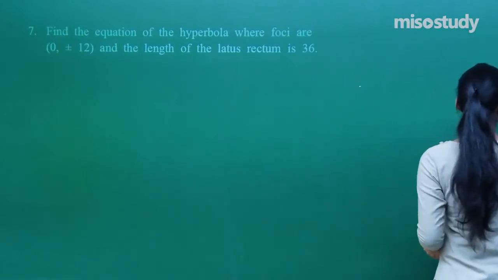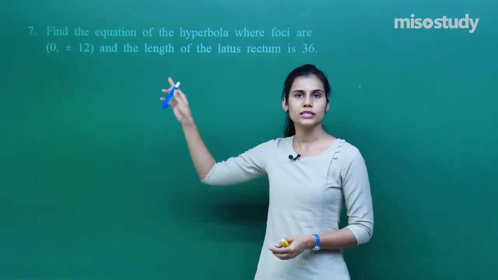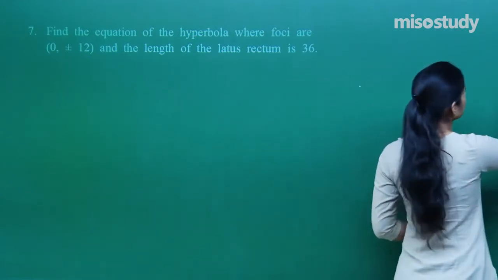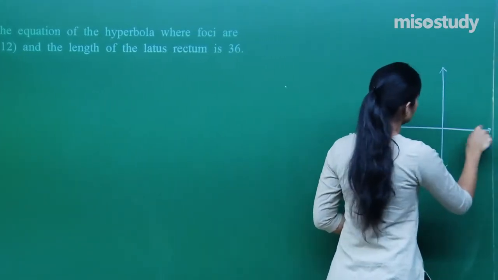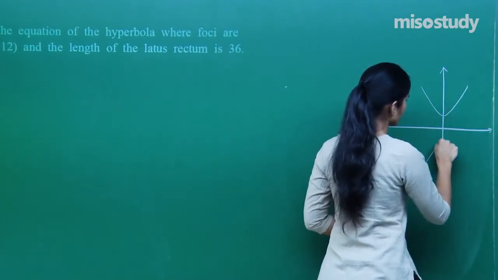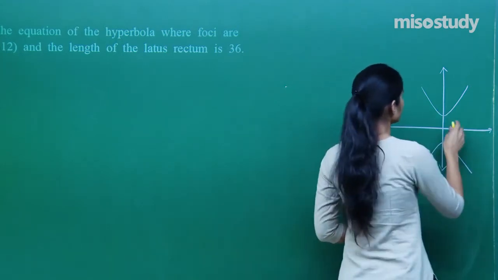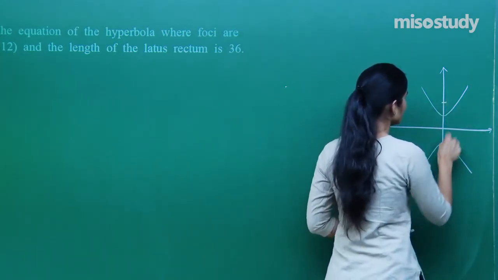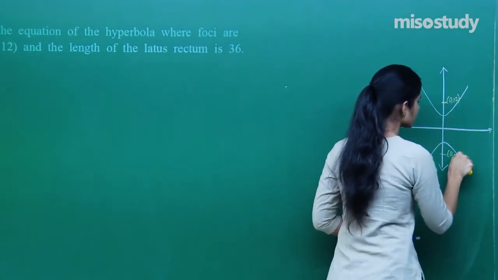Next we have, find the equation of the hyperbola where foci are (0, plus minus 12) and length of the latus rectum is 36. Obviously, if the foci are given on the y-axis because they have coordinates (0, plus minus 12), that means my hyperbola looks like this. So (0, plus minus 12) are the coordinates of my foci. This is (0, 12), this is (0, minus 12).